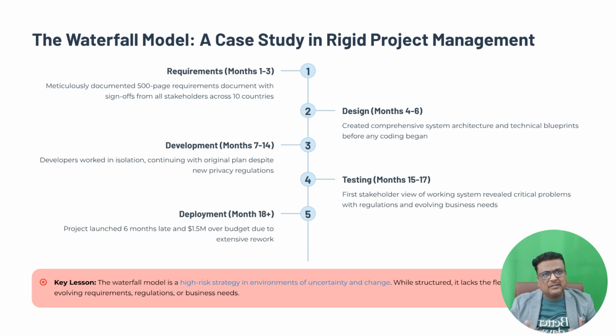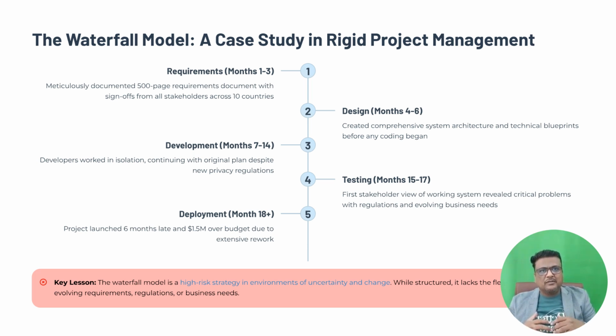Weaknesses in practice. Inflexibility. The most significant flaw, the rigid sequential nature, made it impossible to adapt to a changing environment. The new regulations and evolving business needs crippled the project. Late discovery of defects. Problems like the new regulation issue weren't discovered until the testing phase, when they were expensive and difficult to fix. Lack of stakeholder involvement. Stakeholders were heavily involved at the start and the very end, but were absent during the long development phase. This lack of continuous feedback led to a product that didn't meet their evolving needs.